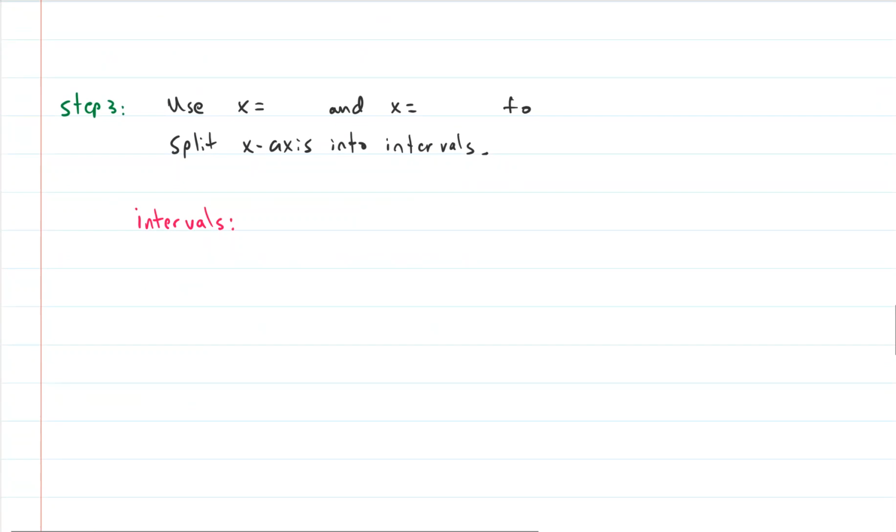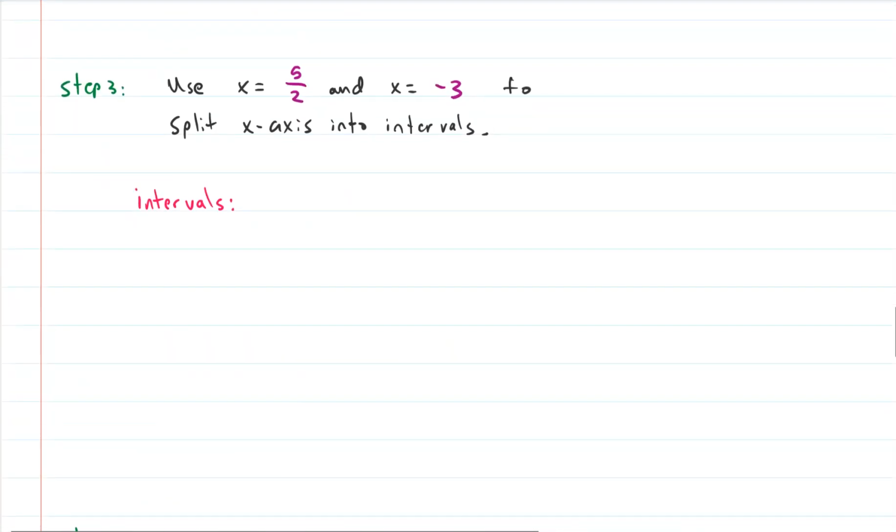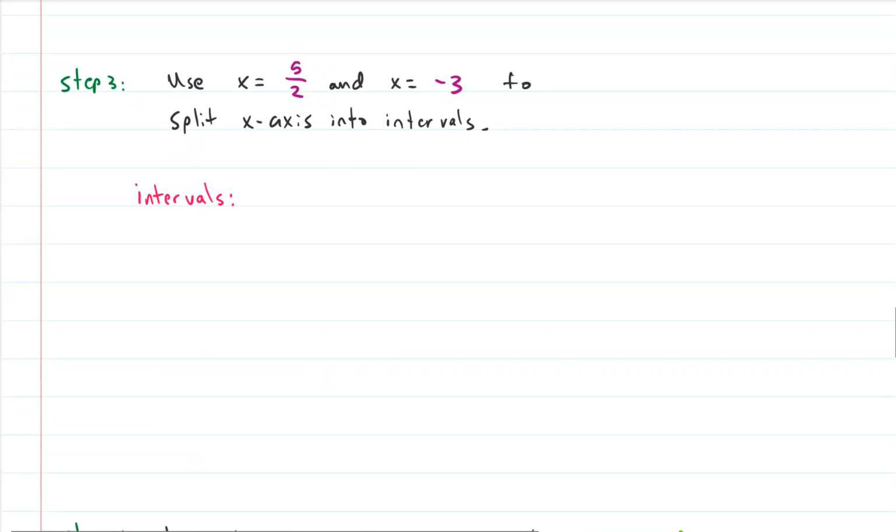So let's write those down. 5 halves, and negative 3. Yes, I remembered those correctly. So now we have intervals. So our x-axis, remember, has 0 here, the positive values here, negative values here.